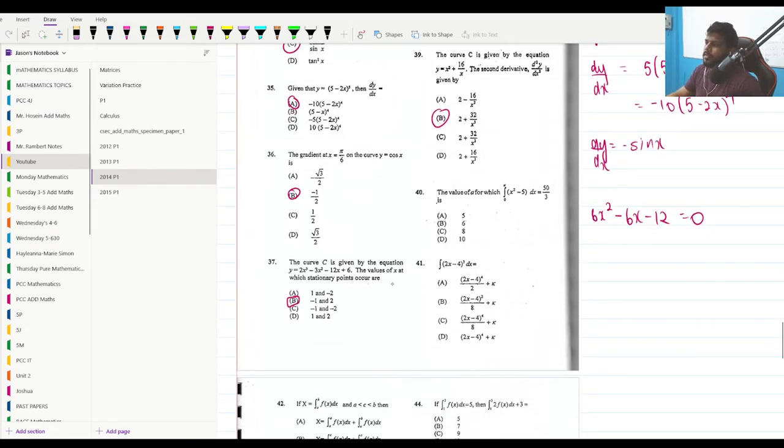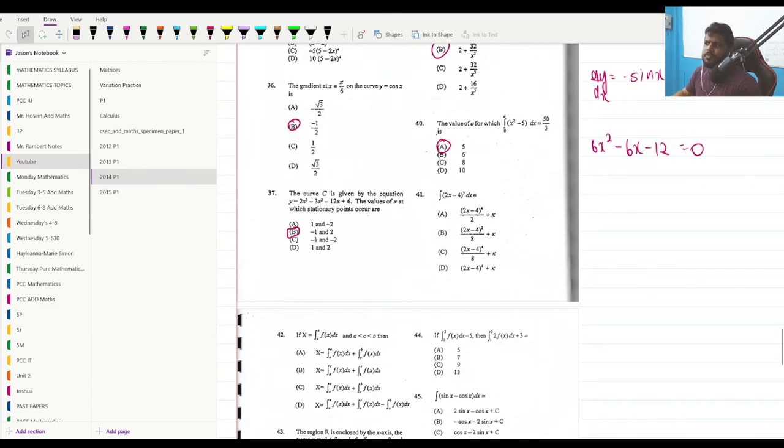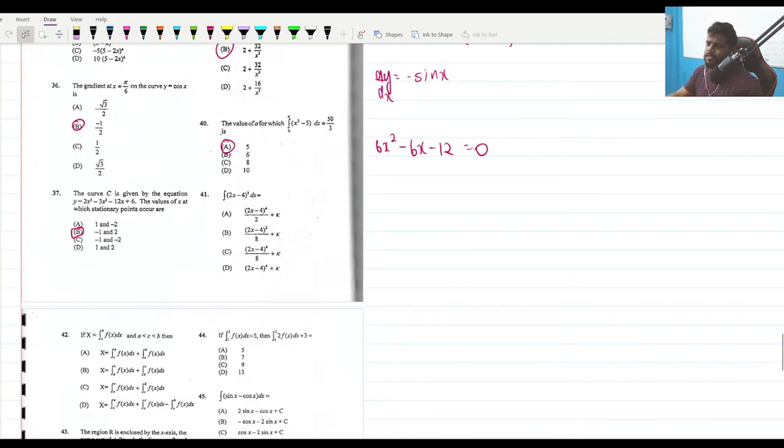This is another repeat. The answer for A was 5. This was a repeat, but I'll do it again because I think I made a couple of mistakes in the integration, but I did correct myself in the end. So the integral of (2x minus 4) cubed dx, use the shortcut: (2x minus 4) to the power 4 over 4 multiplied by the differential of the bracket, which is 2, plus k. So looking for a denominator of 8 and a power of 4. The answer is C.